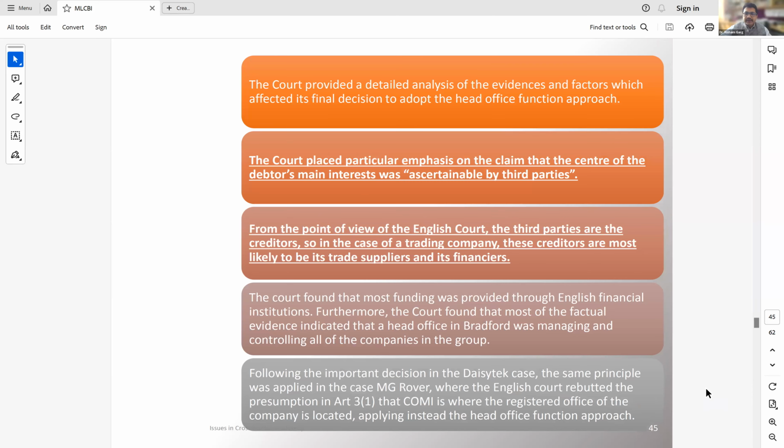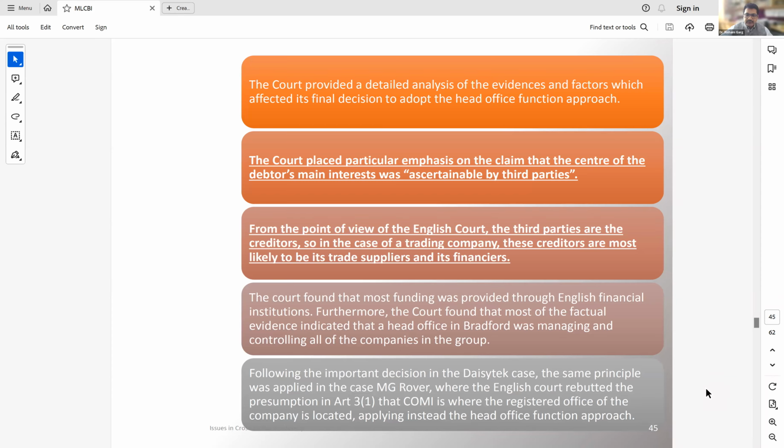So the court provided detailed analysis of the evidence and factors which affected its final decision to adopt the head office function approach. The court placed particular emphasis on the claim that the center of debtors' main interest was ascertainable by third parties. From the point of view of the English court, the third parties are the creditors. So, in the case of a trading company, these creditors are most likely to be its trade suppliers and its financiers. The court found that most funding was provided through English financial institutions. Furthermore, the court found that most of the factual evidence indicated that a head office in Bradford was managing and controlling all of the companies in the group.